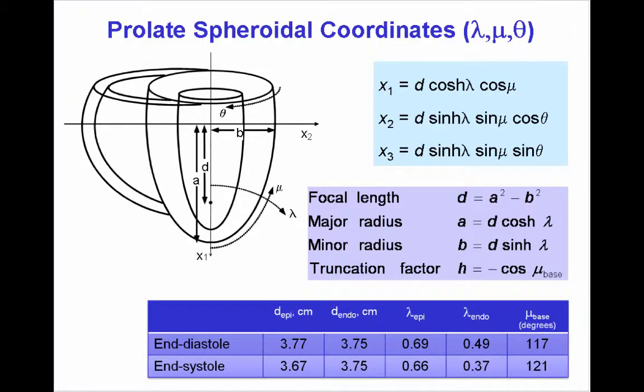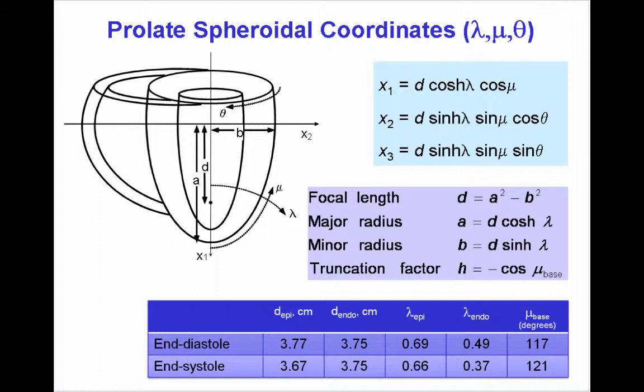From the major and minor radii reported by Streeter and Hanna, the focus, and the equations for prolate spheroidal coordinates, we can easily compute the lambda coordinates of the epicardial and endocardial surfaces, as shown in the table. Streeter and Hanna also defined a truncation factor as the fraction of the equator apex distance between the base and the equator. Their estimate of nearly 0.5 translates to a mu coordinate at the base of 120 degrees.